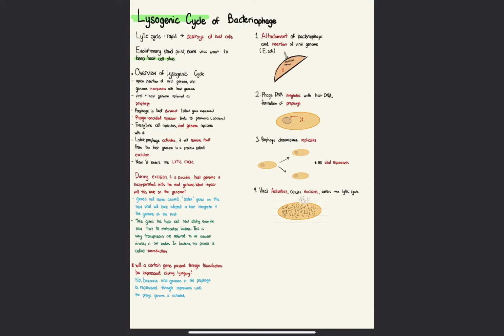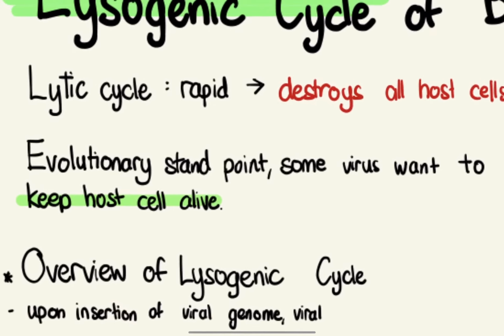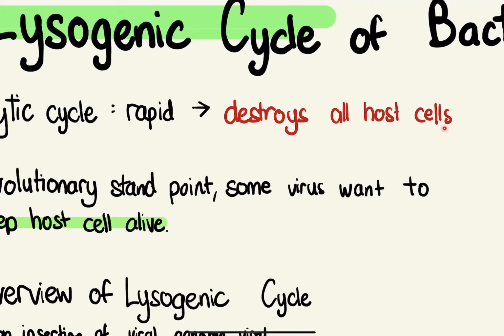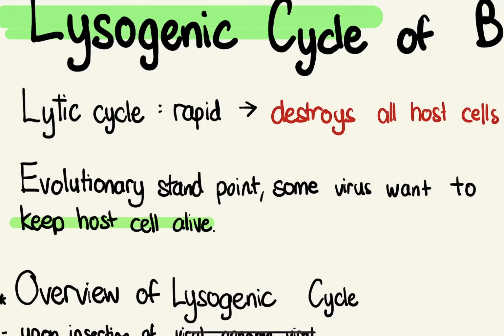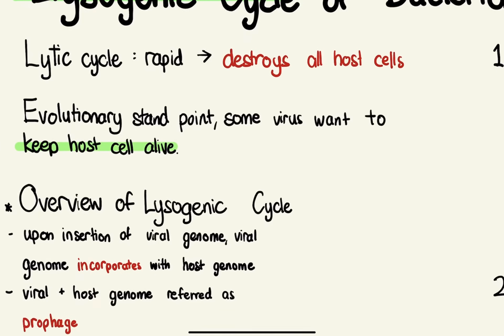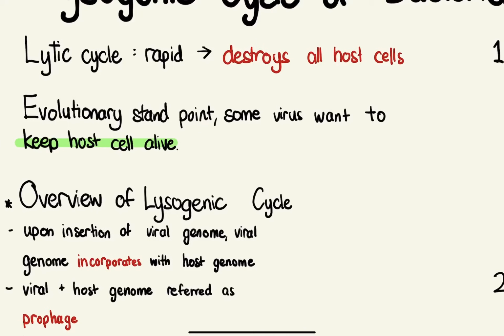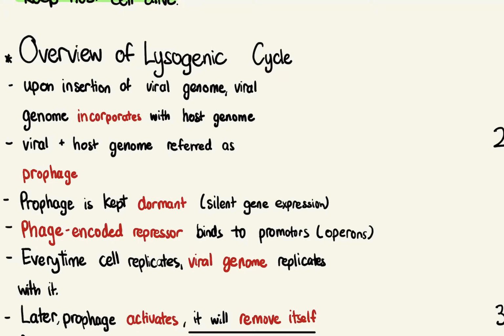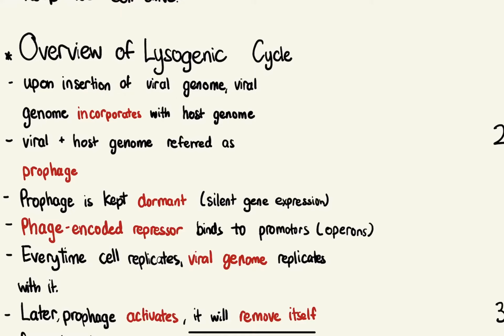So the lysogenic cycle, let's get into it real fast. The lysogenic cycle, like we said, the major difference is the end goal. The end goal is to not destroy the host cell. Like the lytic cycle, it's just to incorporate itself with the host cell's genetic information. And we also talked about the evolutionary standpoint, and it's just to keep the host cell alive. So here's the overview of the lysogenic cycle. Upon insertion, the viral genome incorporates with the host genome. So viral plus host genome is referred to as the prophage.